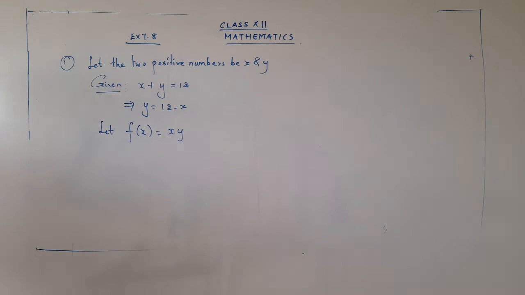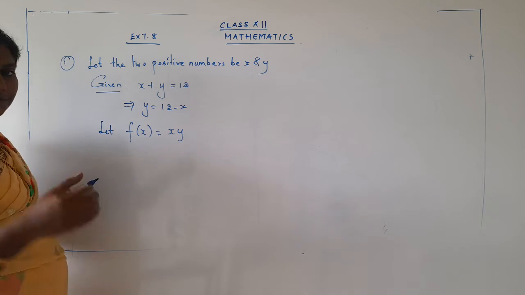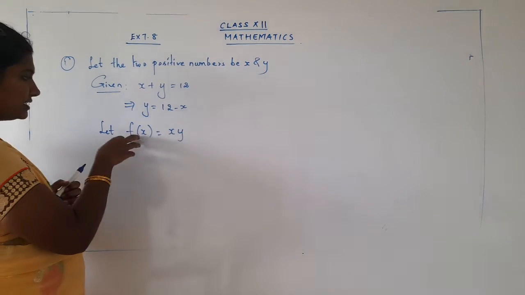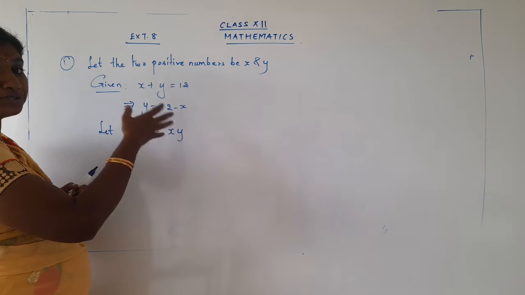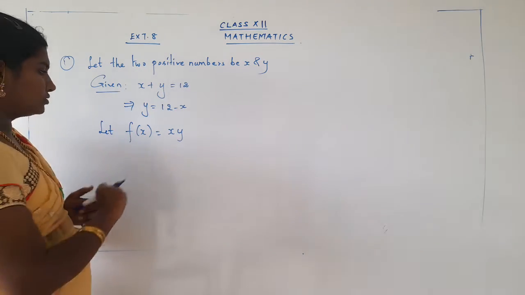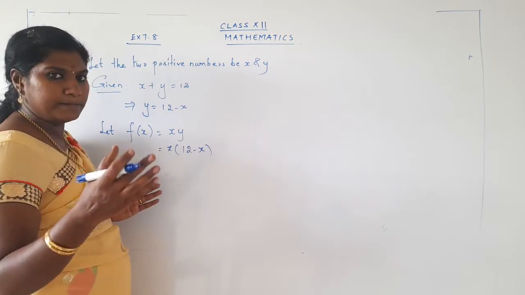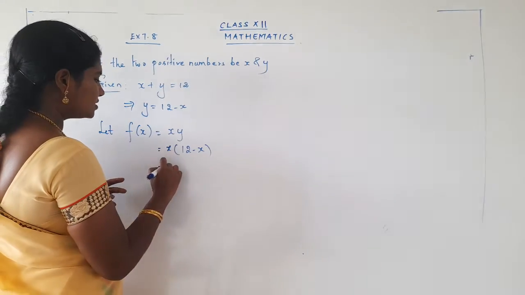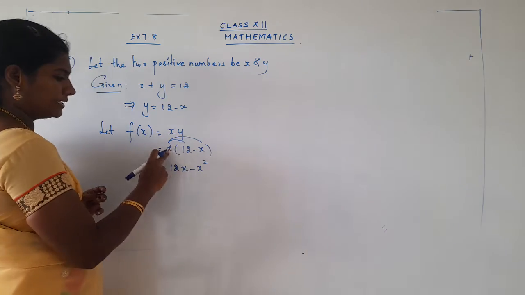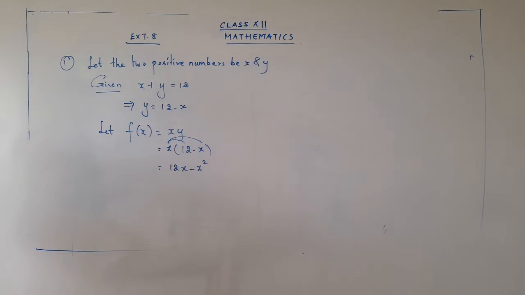Now we are going to go for the first derivative test. But before that, we have to do one more step. In this function, we have two variables, f of x and y. So we are going to change the function in terms of a single variable. I will write this as x into 12 minus x. I will not keep it as two variables, I will make it a single variable. This is 12x minus x square. X into 12 is 12x, x into x is x square. So I get 12x minus x square.